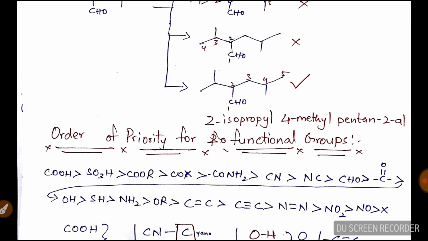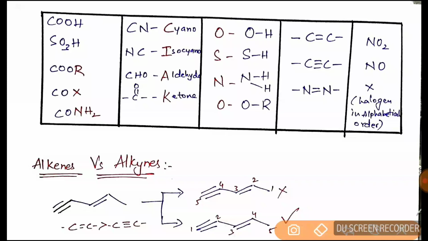And here comes the order of priority for functional groups. So this is the functional group priority. I'll just tell you a simple trick to remember this. As you could see here, this is a table. This is the order of priority of functional groups. I've just divided this table into 5 columns. This is 1, this is 2, 3, 4, 5.